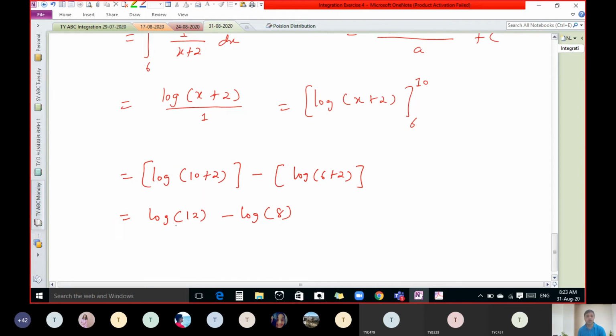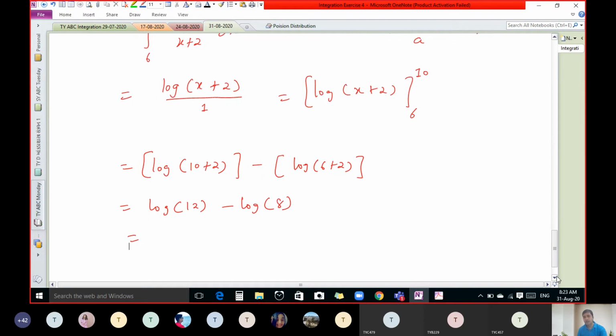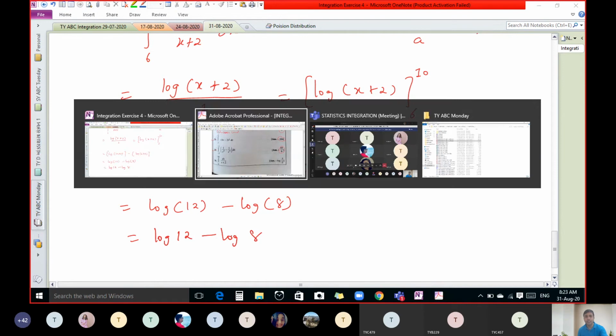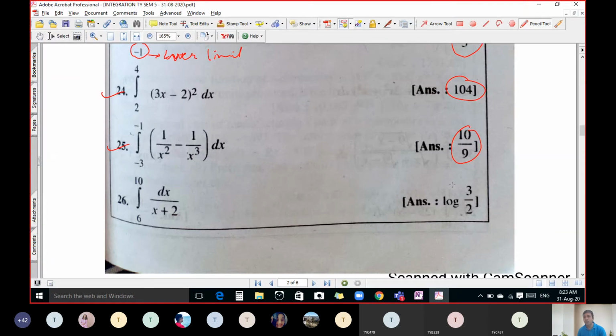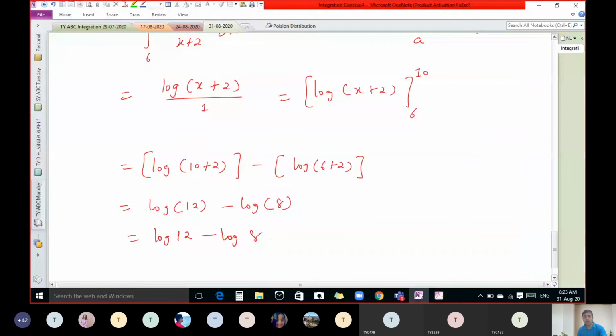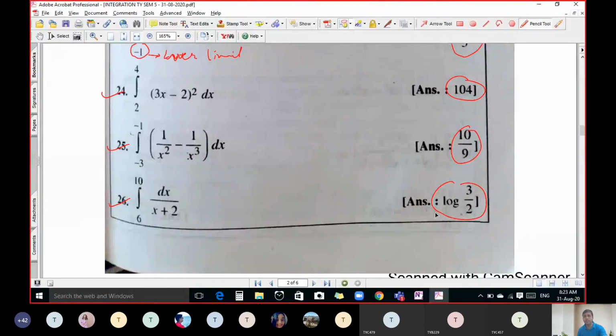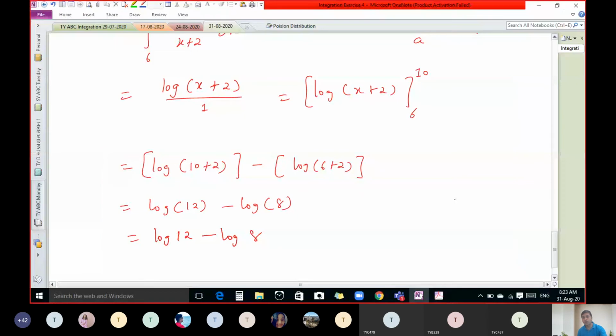So now any of you know the next step? See, our answer is log 12 minus log 8. That is our answer. But see, the answer given in the book is not the same. It is log 3 by 2. So our answer is log 12 minus log 8, but the answer given in the book is log 3 by 2. Any of you know how to find out the answer?